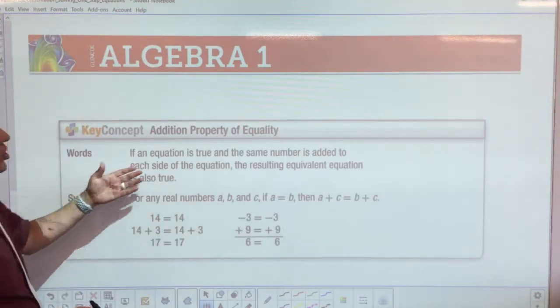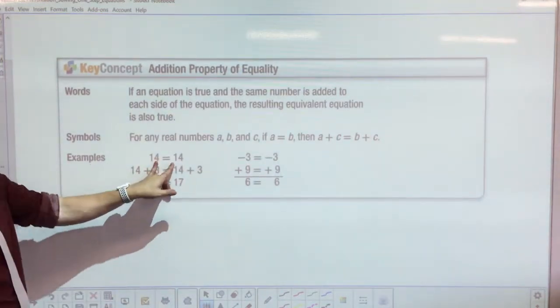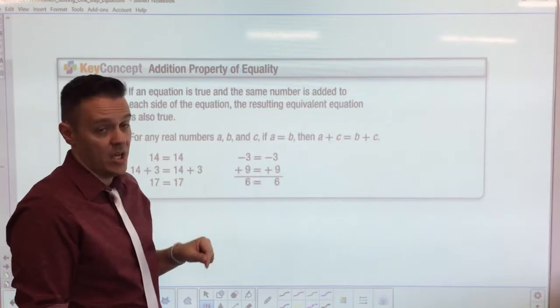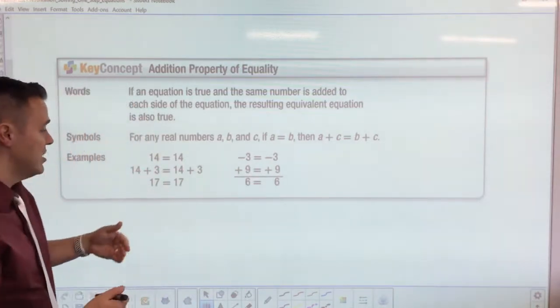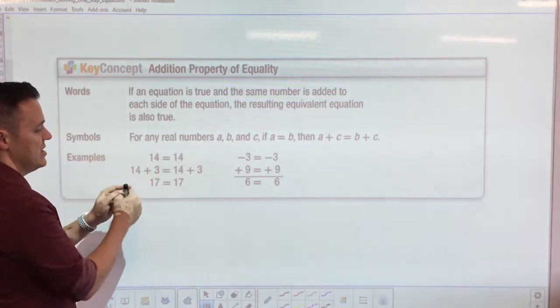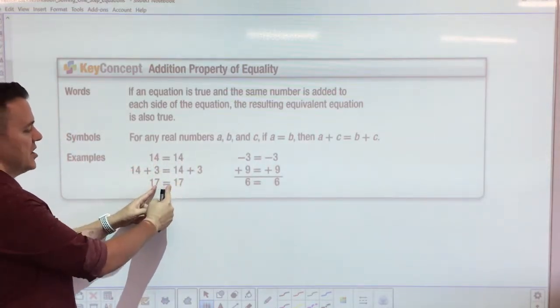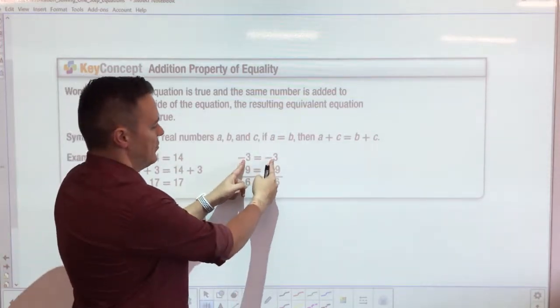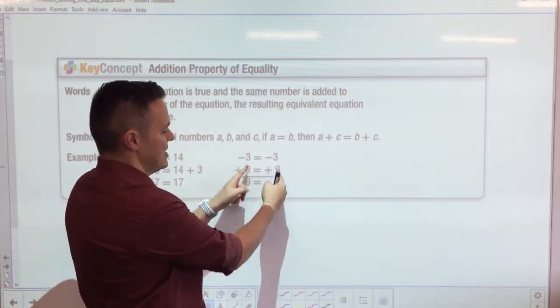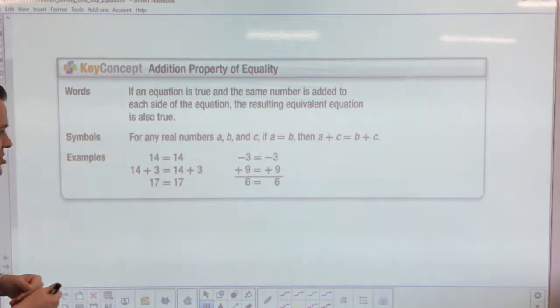So here's a little rule. Addition property of equality. Basically what it says, ladies and gentlemen, is that if there are two numbers that equal each other, and you want to keep them equal, all you do is add the same number to both sides. So 14 equals 14. If I add 3 to both sides, the numbers are still the same. Add 9 to both sides, they're still equal. The goal is to make sure we don't actually change anything.